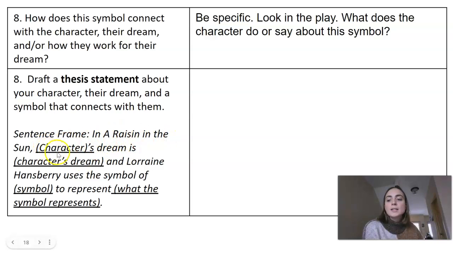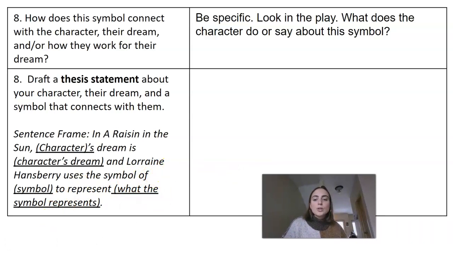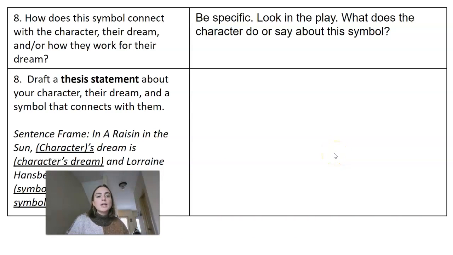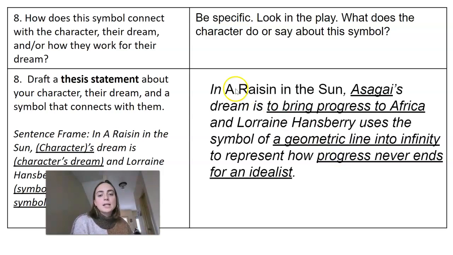In A Raisin in the Sun, characters, so which character did you choose, Beneatha or Walter, Ruth or Mama? Their dream is, what is their dream? And Lorraine Hansberry uses the symbol of blank, what is the symbol, to represent whatever the symbol represents. So we'll show you what a thesis statement could look like with the example of Asagai. In A Raisin in the Sun, Asagai's dream is to bring progress to Africa, and Lorraine Hansberry uses the symbol of a geometric line into infinity to represent how progress never ends for an idealist.